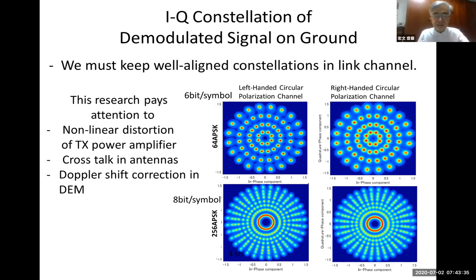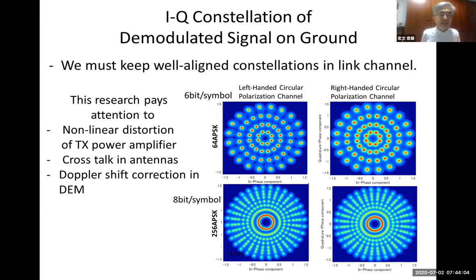And as you see, especially with 256 APSK, the constellation points are very dense, very hard to distinguish. So we must keep well-aligned constellations in the link channel. So this research pays much attention to three points.